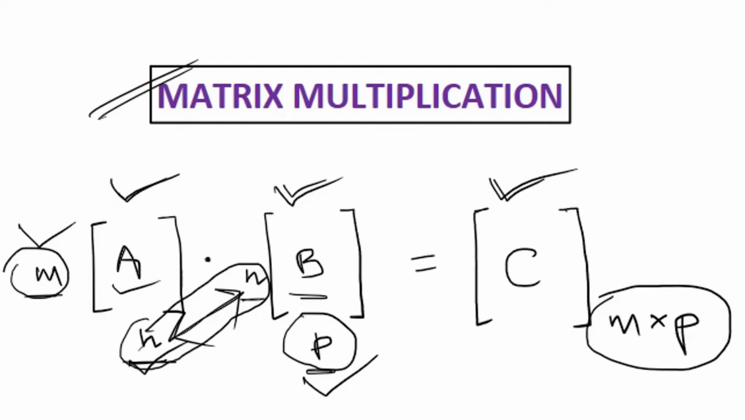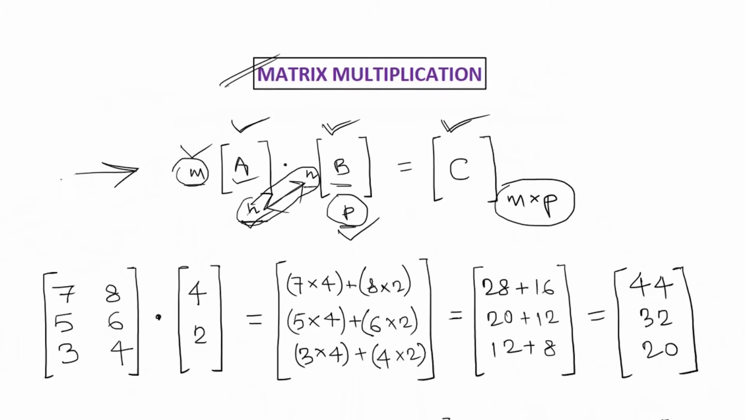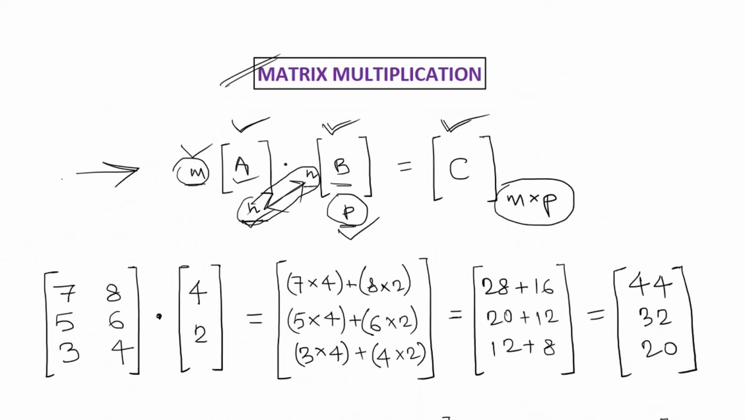Now, in order to understand this concept in more detail, let's look at this example here. I have taken this example of multiplication between this matrix and this vector, and our matrix has 3 rows and 2 columns. Similarly, the other one has a shape of 2 by 1. As you can see, these two values are the same. This is why the multiplication between these two is possible.